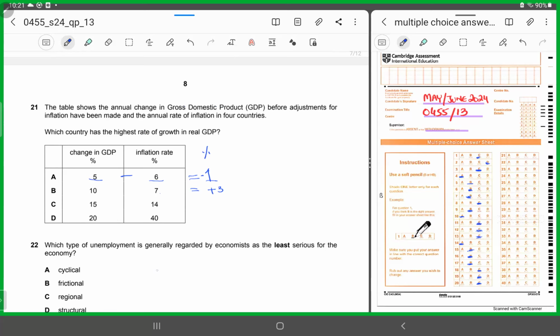What about C? In country C, the GDP change is 15 and the inflation rate is 14. So the change is +1. In option D, the change in GDP is 20 and the change in inflation is 40. So it's a negative 20. So which country has the highest rate of growth? In which country do you think there has been an increase in real GDP? Yes, it is in option B, right? So for 21, it has to be B.